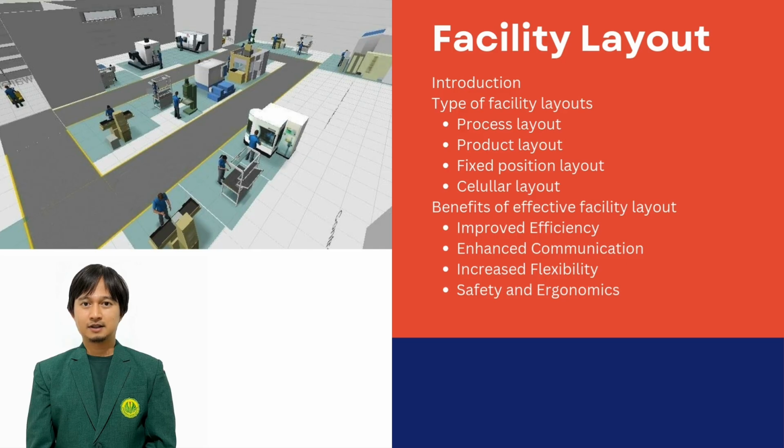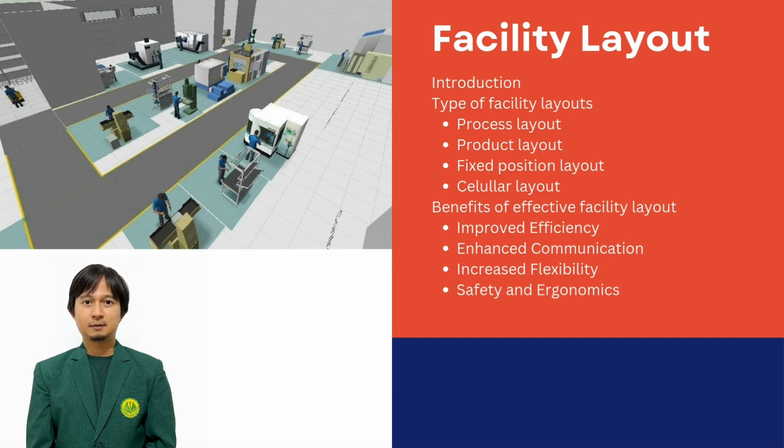Facility layout refers to the arrangement of physical resources within a facility, such as equipment, workstations, and storage areas. An effective facility layout is crucial for optimizing workflow, minimizing costs, and enhancing productivity. By strategically organizing these elements, businesses can ensure smooth operations, improve communication among departments, and reduce unnecessary movement of materials and personnel.